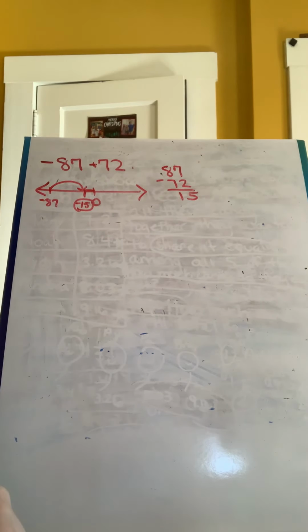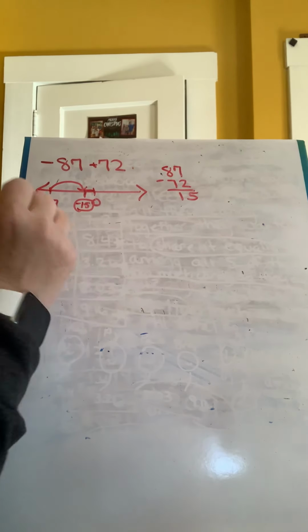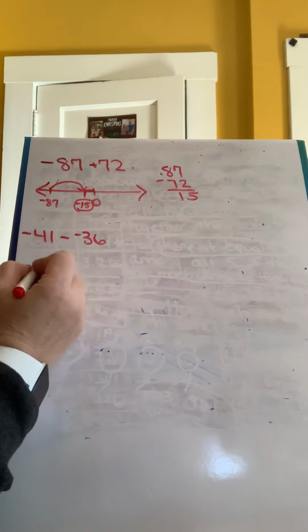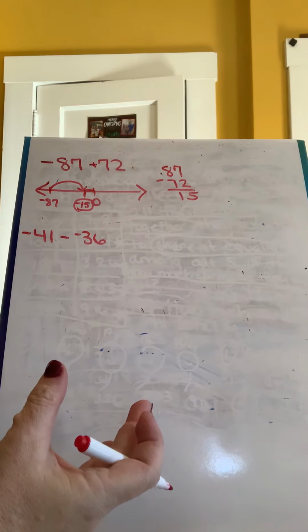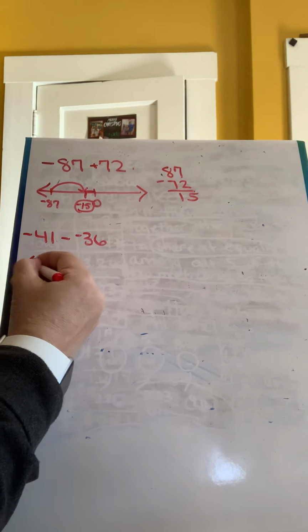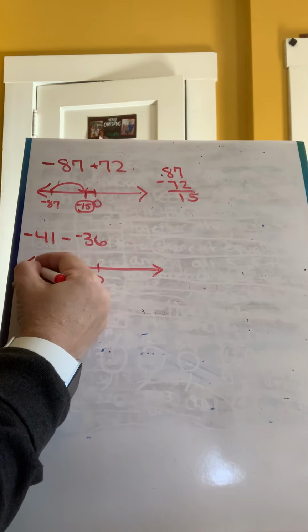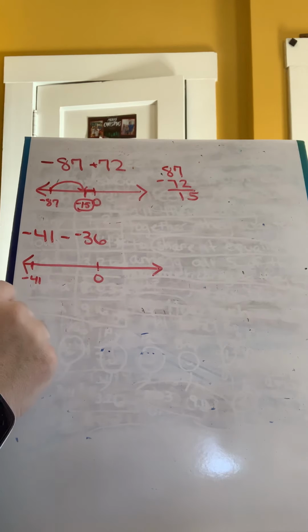All right, let's do a negative minus a negative, because I always find that those could be the harder ones. Negative 41 minus negative 36. And again, we're not going to draw out a full number line for this. That would be a little bit silly because it's way too many numbers. But we know that negative 41 is around here somewhere on this side.